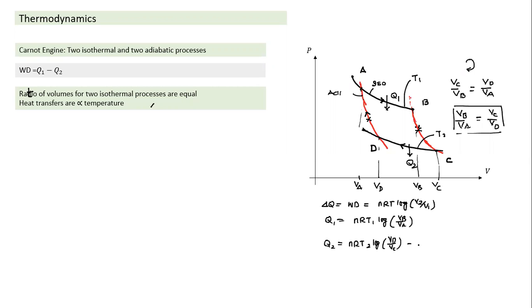VD is smaller, so I could write it as minus nRT2 log of VC by VD. What you notice here is that if I take the ratio of Q1 and Q2, the log terms will cancel out, because the volume ratios are same. So basically Q1 is proportional to T1 and Q2 is proportional to T2. So Q1 by Q2 is equal to T1 by T2.